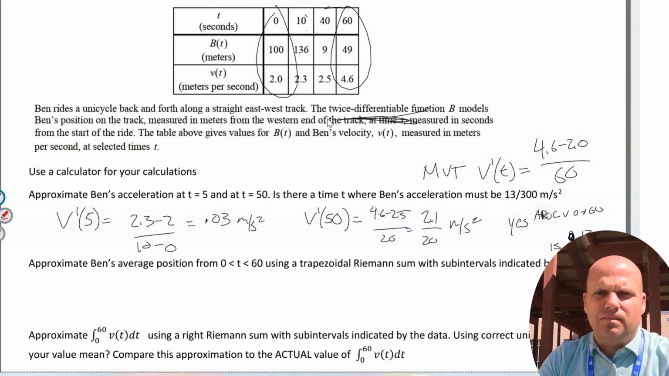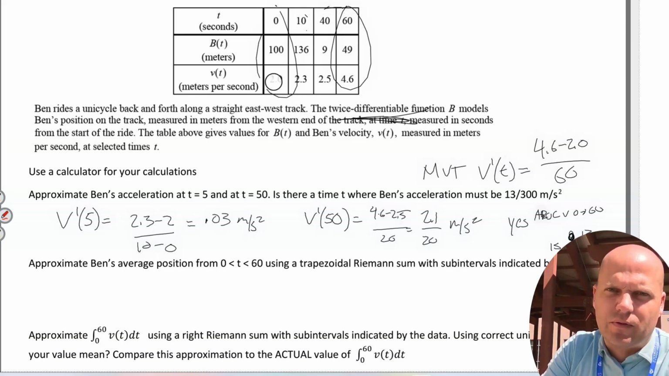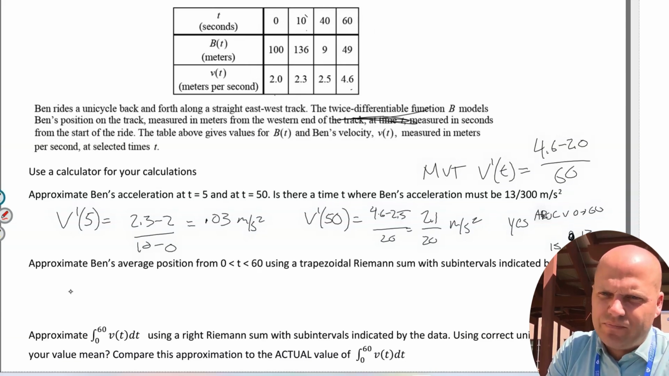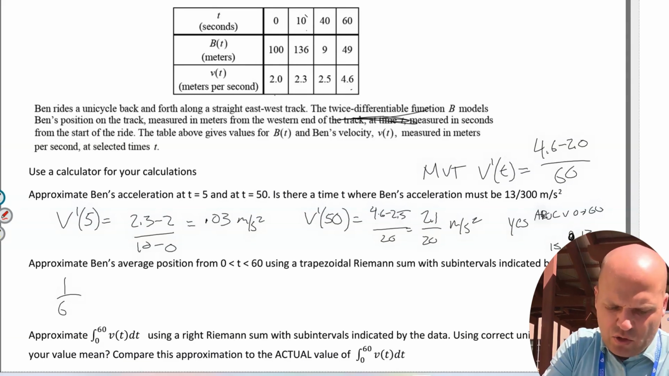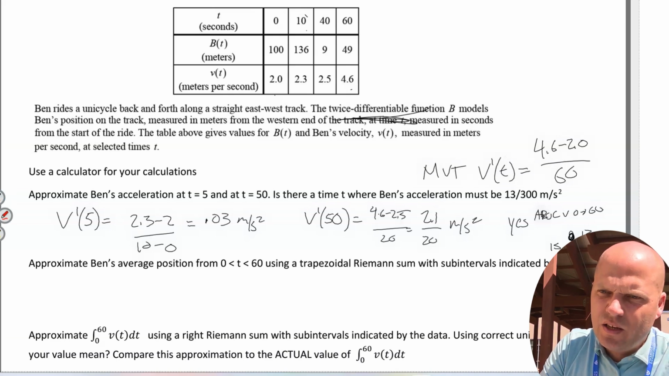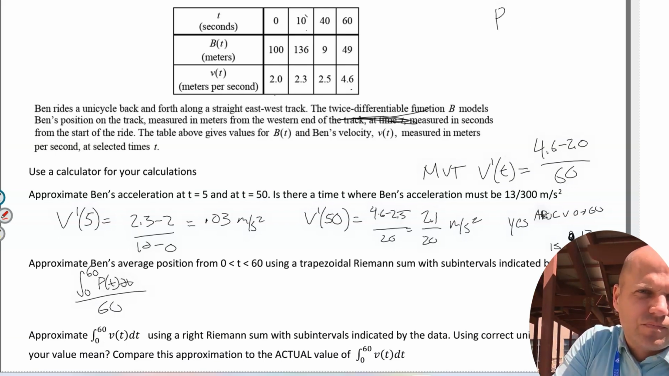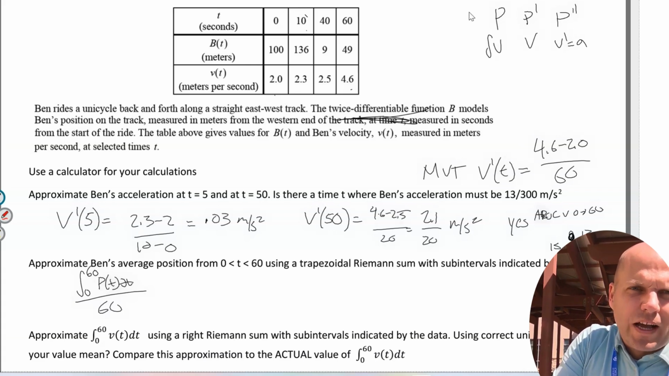Approximate Ben's average position using a trapezoidal Riemann sum with subintervals indicated by the data. How do I find an average position? Well, I need to accumulate what I'm trying to find the average of, add it up. That's the position. And divide it by the seconds. So when I accumulate P, I have super P.